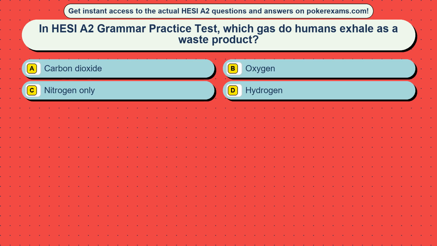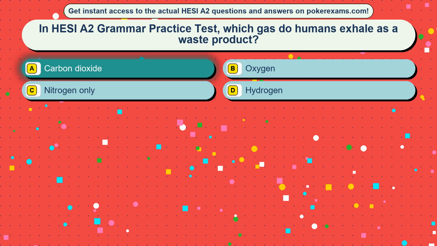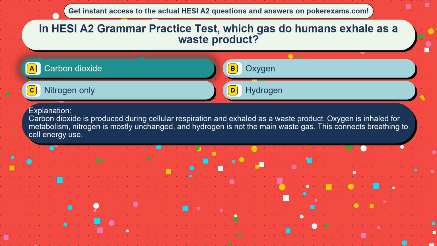Question 13. In HESI A2 grammar practice test, which gas do humans exhale as a waste product? Option A, carbon dioxide. Option B, oxygen. Option C, nitrogen only. Option D, hydrogen. The correct answer is Option A, carbon dioxide. Carbon dioxide is produced during cellular respiration and exhaled as a waste product. Oxygen is inhaled for metabolism, nitrogen is mostly unchanged, and hydrogen is not the main waste gas.